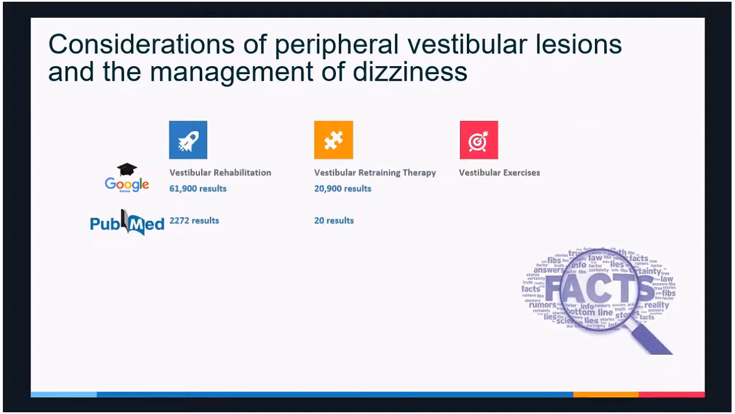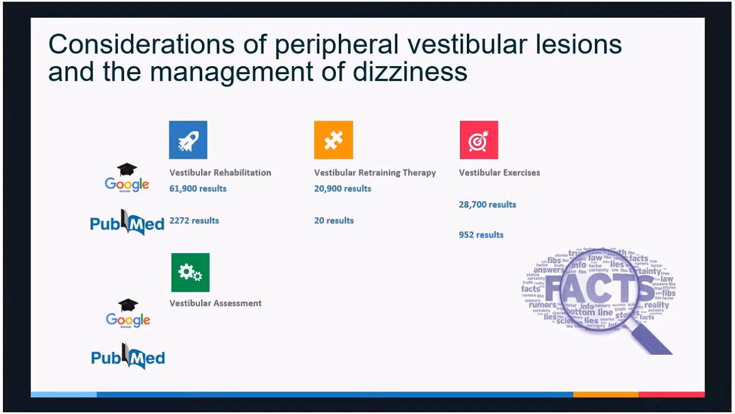If we then look at vestibular exercises, we can see that we're almost at 29,000 results on Google Scholar and 952 results on PubMed. If we then want to think, well, okay, there's quite a lot of information out there in terms of some of the management, how about assessment?